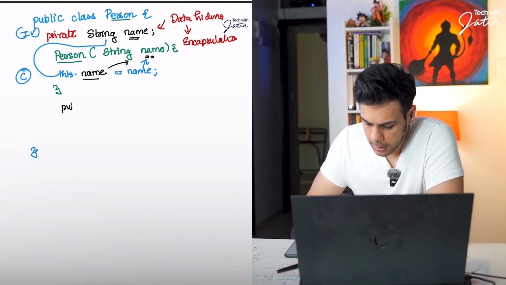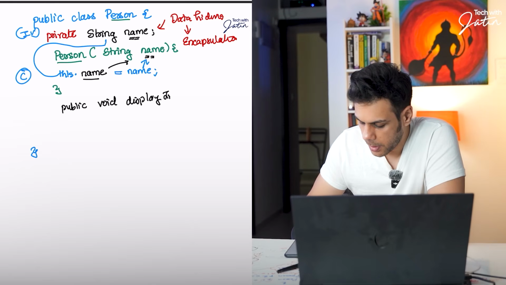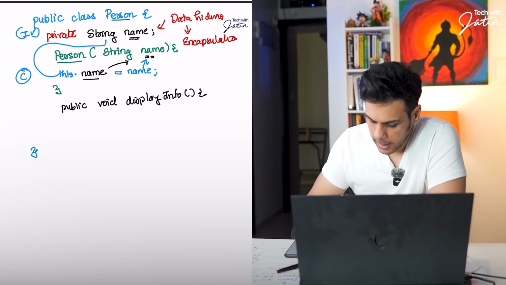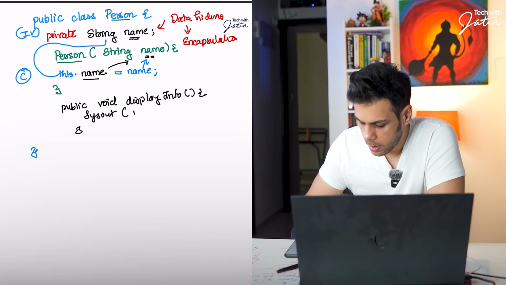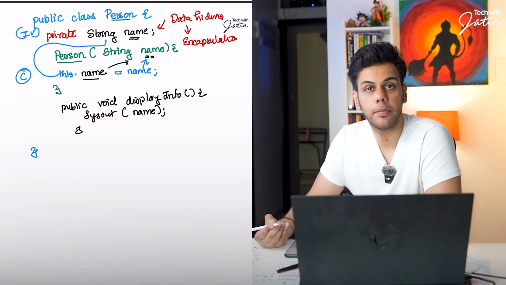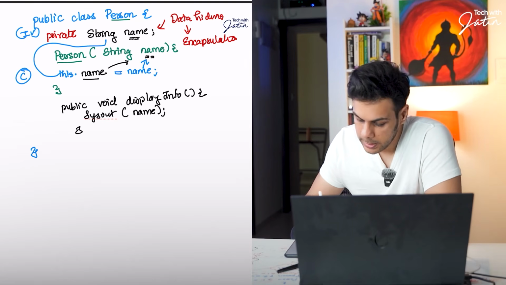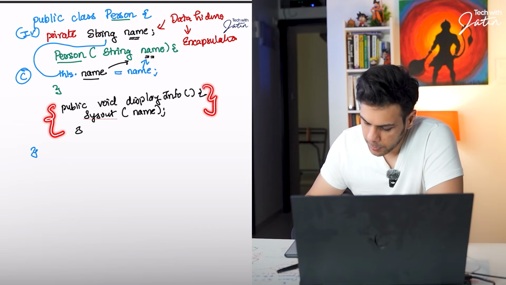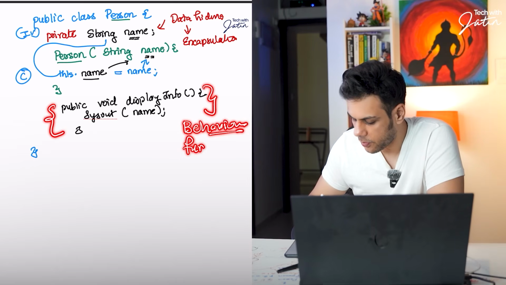So over here, I can just have one functionality. Let's say public void display information. And I can just display the information. So I'm going to say sysout name. Okay. So I'm just doing a sysout for name. So this is the behavior. Understand, this over here is the behavior, or what you can call as functionality.